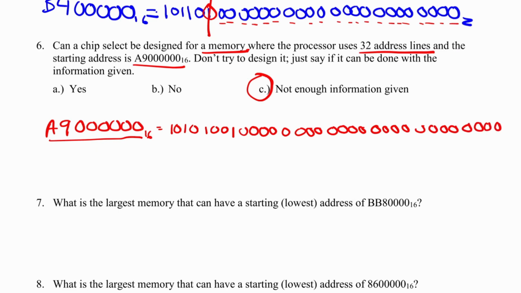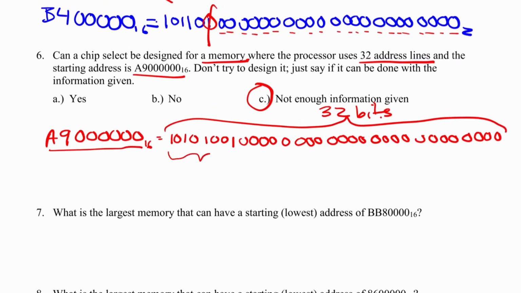All right. Now, there really isn't a question. We do have the 32 bits, right? So that's okay. And we have a pattern of ones and zeros that could be used as a chip select. What we don't know is where to draw that vertical line.